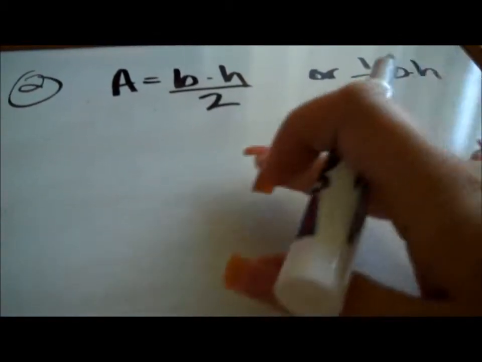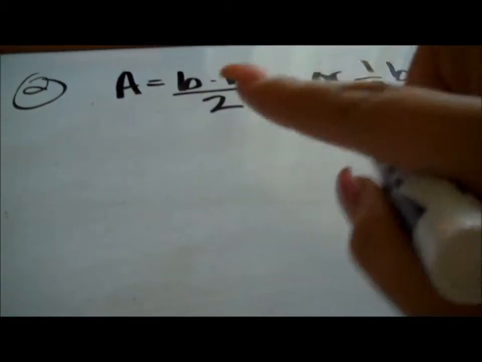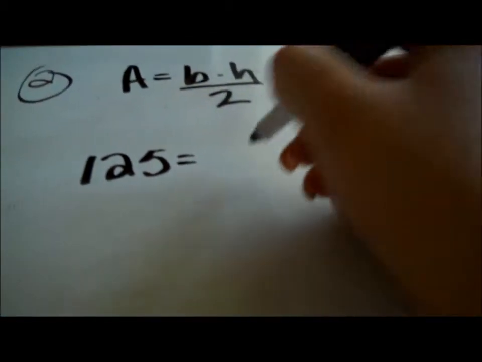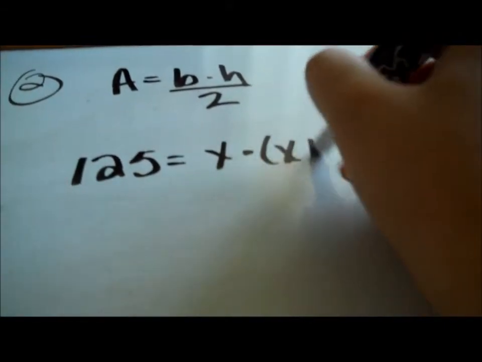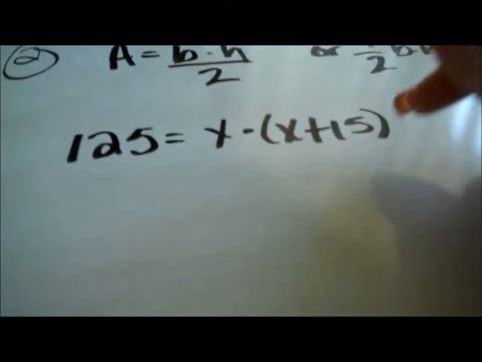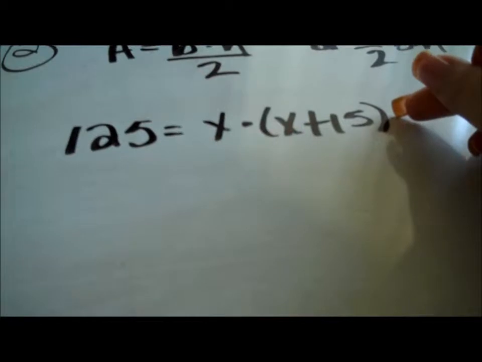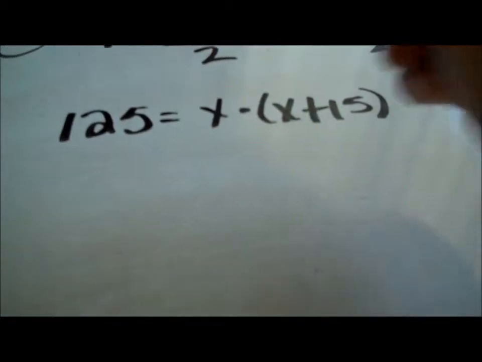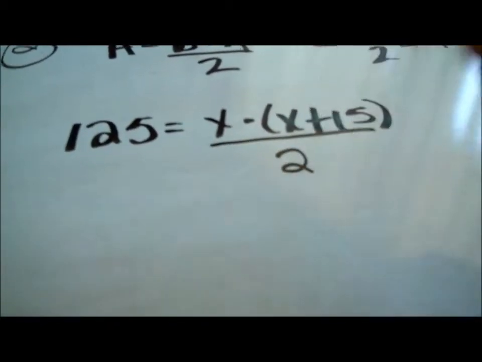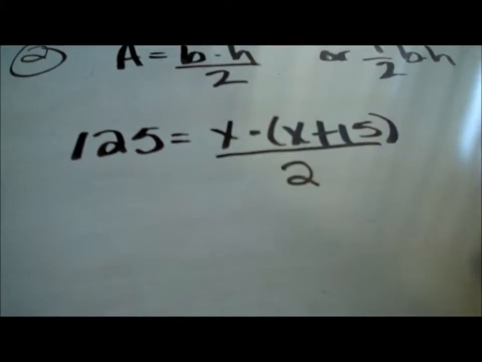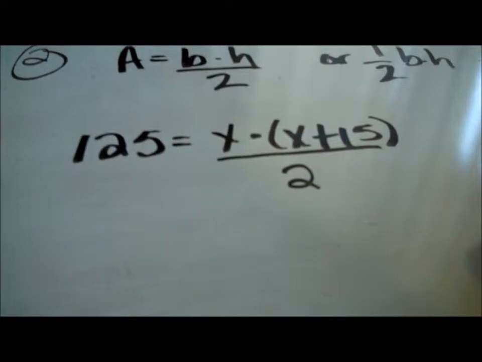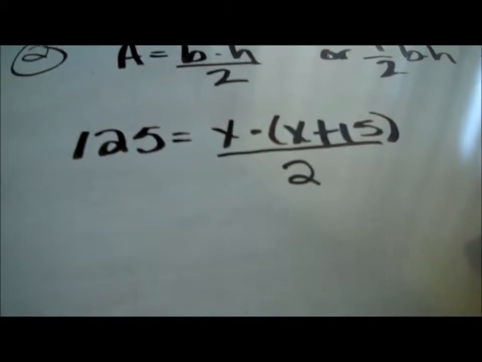We need to then substitute what we do know about this equation into the equation. So the area is 125. The base is x. The height is x plus 15. Remember, when we're substituting something that is a binomial, you need to use parentheses. That's all being divided by 2. Okay, so that's step 2, meaning that you've set up your equation. Step 3 is then to work this out.